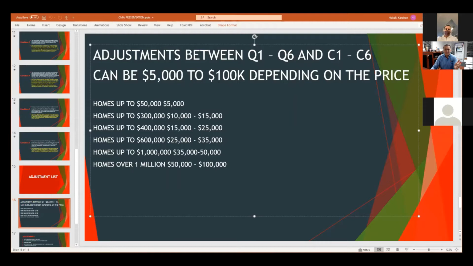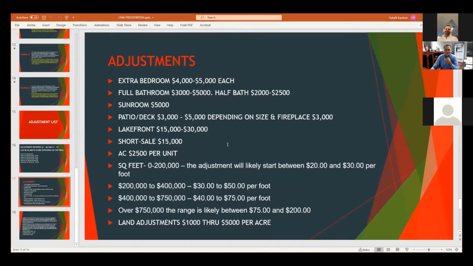So homes up to $600,000, $25,000 to $35,000. Homes up to $1 million is $35,000 to $50,000, and anything over $1 million, $50,000 to $100,000. So as you can see how they can make those adjustments. Now let's go to page 2.